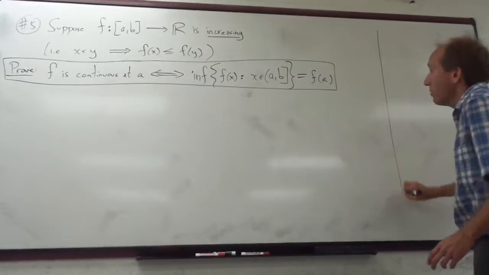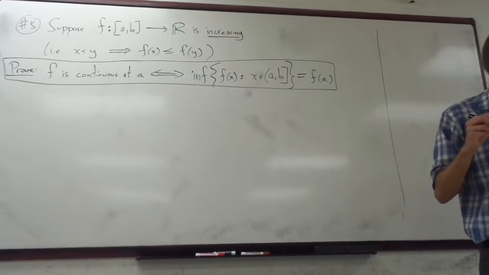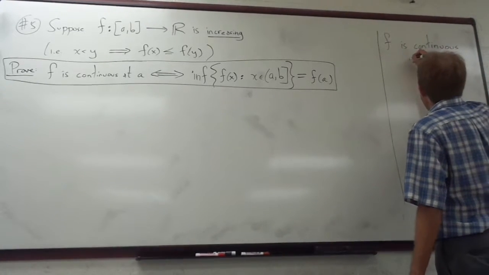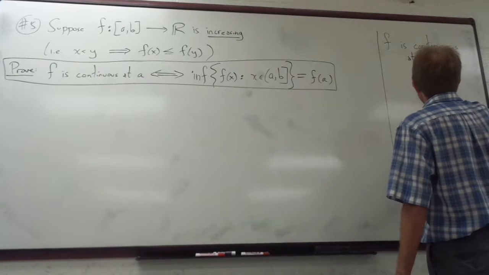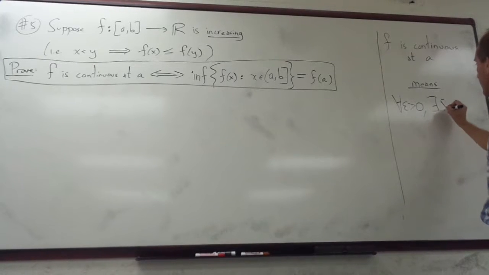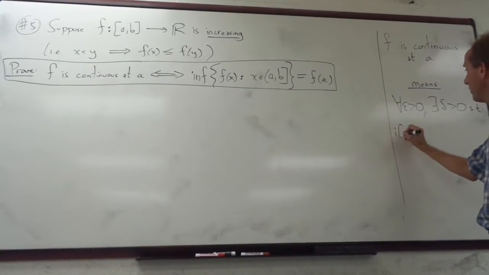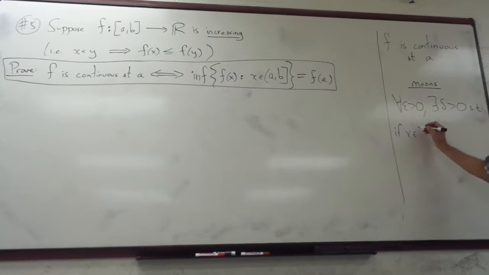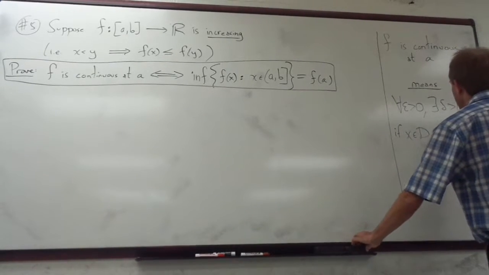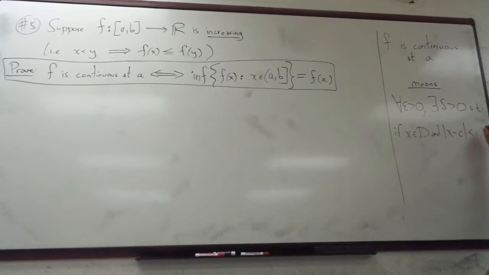I think I'm going to start off by reminding you what f continuous at a means. Okay, so f is continuous at a means, okay, for all epsilon greater than 0, there exists a delta greater than 0 such that if x is in the domain of the function, in this case that would be the closed interval [a, b], well, let me just write it as D for now. If x is in D and absolute value of x minus c is less than delta, then absolute value of f of x minus f of c is less than epsilon.